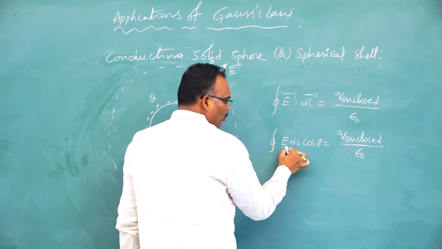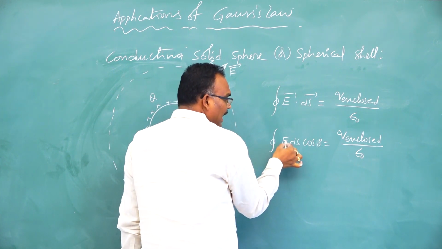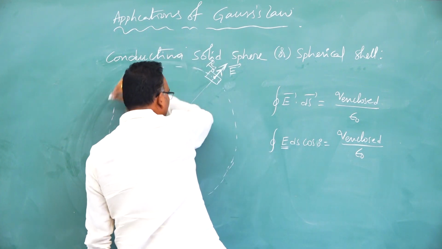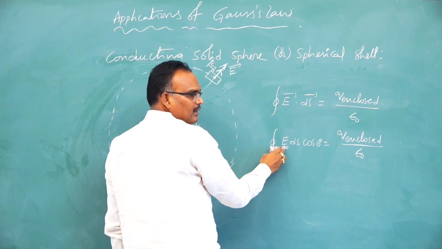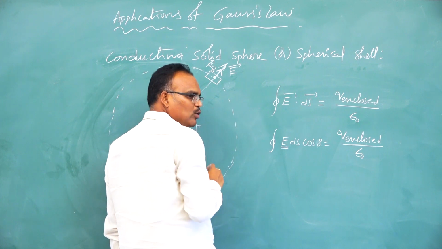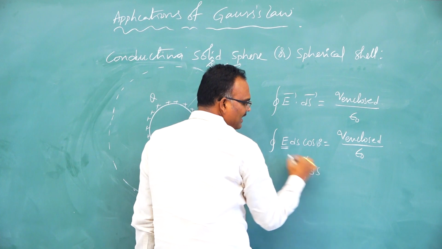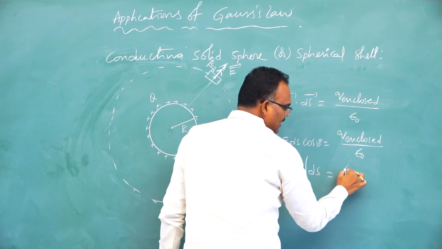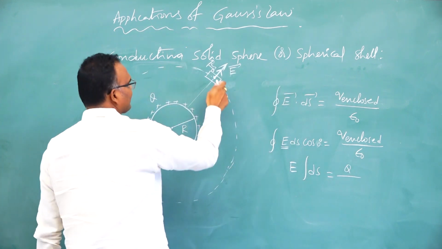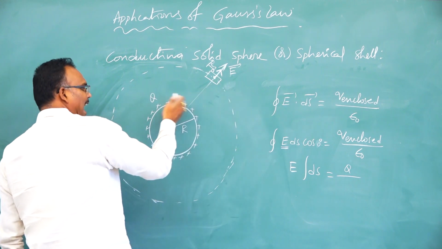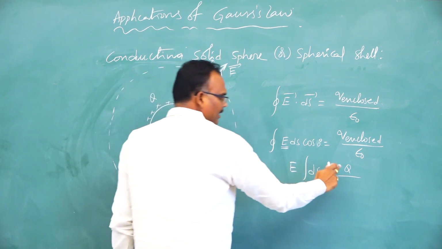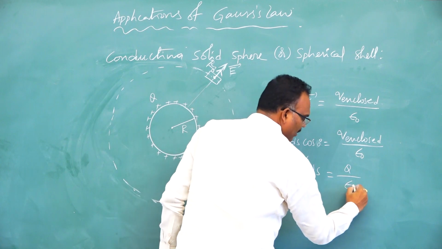Moreover, here you see the electric field at any point on the Gaussian surface is constant. So I can write the constant term outside the integration. So you will get E times the integral of ds is equal to the charge lying inside the Gaussian surface. Inside this surface I have the entire charge. So I have written here q divided by epsilon naught.